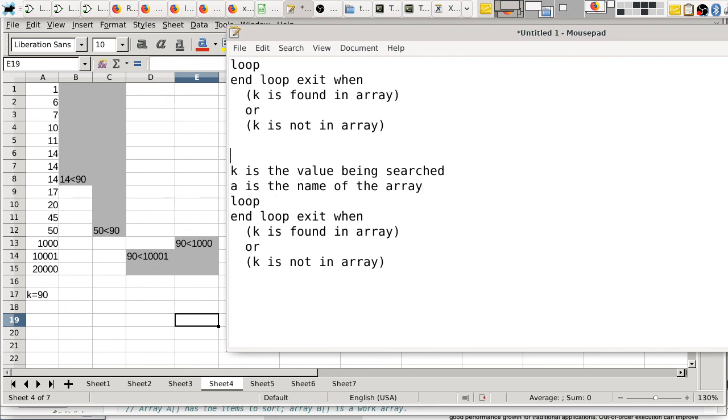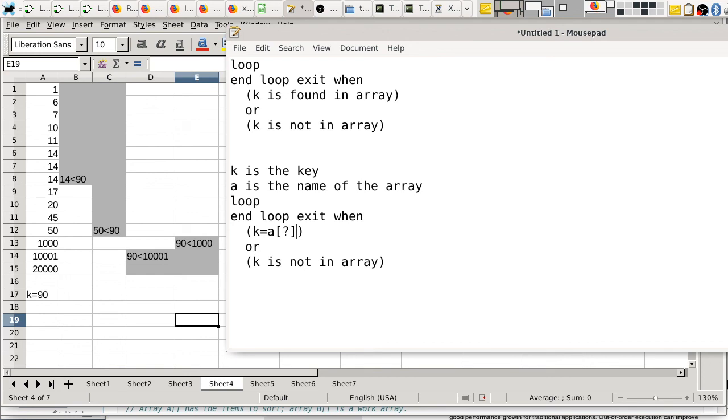So this is the second revision. Knowing that k is the value being searched, or I should say the key, and A is the name of the array, is there a better way to say that k is found in the array? What would confirm that k is found in the array? Okay, so k equals some element in array A, right? We don't have i yet, so we can say k equals something in A.